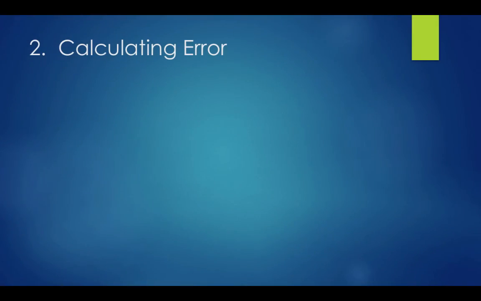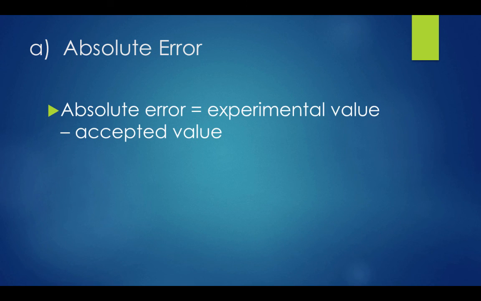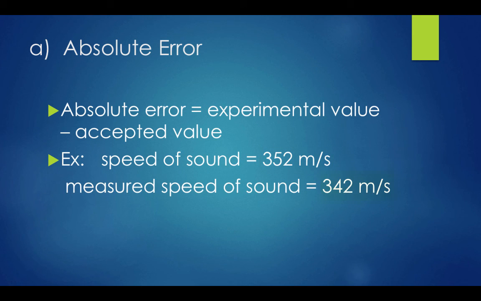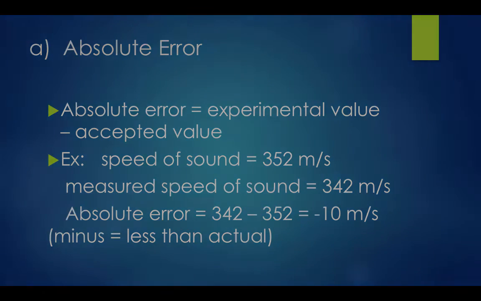You can calculate error a few different ways. Absolute error looks at your measurement and compares it to a universally accepted standard value for that measurement. Calculating the difference between your value and the accepted value leaves you with the absolute error. An example of this is the speed of sound. The universally accepted speed of sound is 352 meters per second. If you measure the speed of sound to be 342 meters per second, then the absolute error would be 342 minus 352, making it negative 10 meters per second. You are off by 10 less, hence the minus sign.